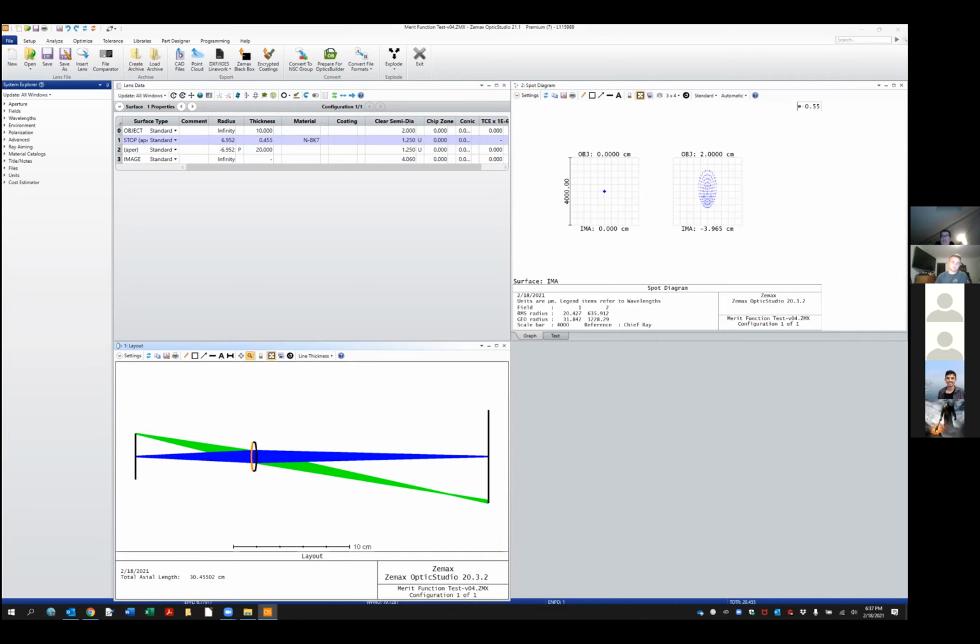Depends on R cubed. Yes. If the object is on axis, then the place where the rays go to is proportional to R cubed off axis. So if I double the aperture, I'm doubling R. What should happen to the spot size? Eight times as big. Yeah.